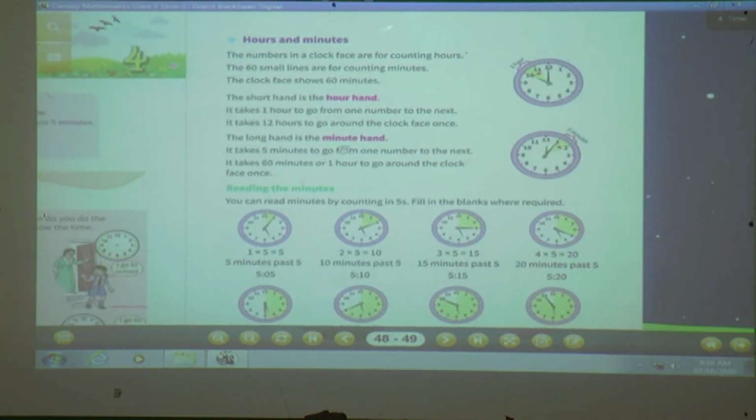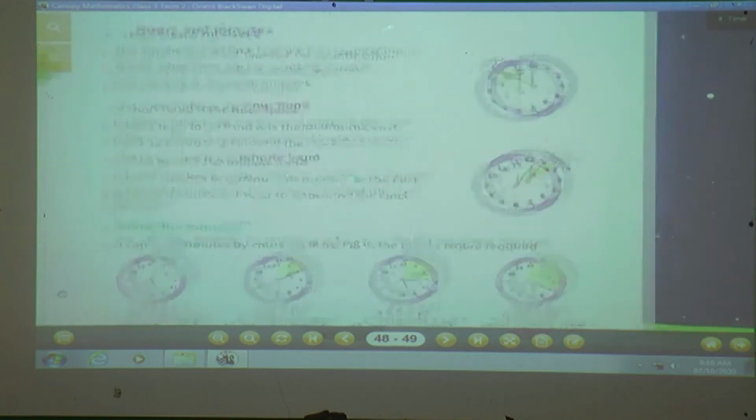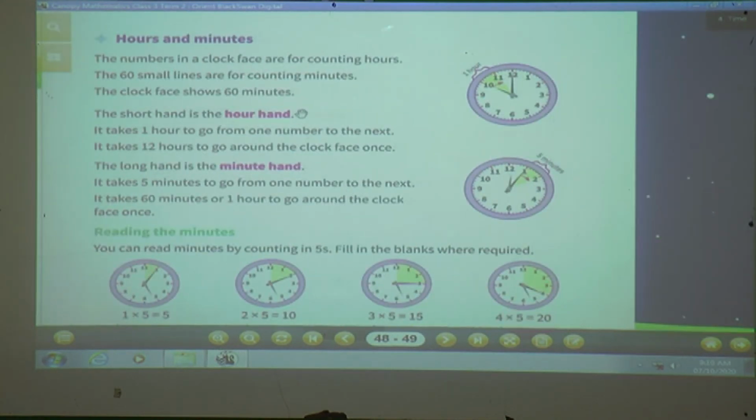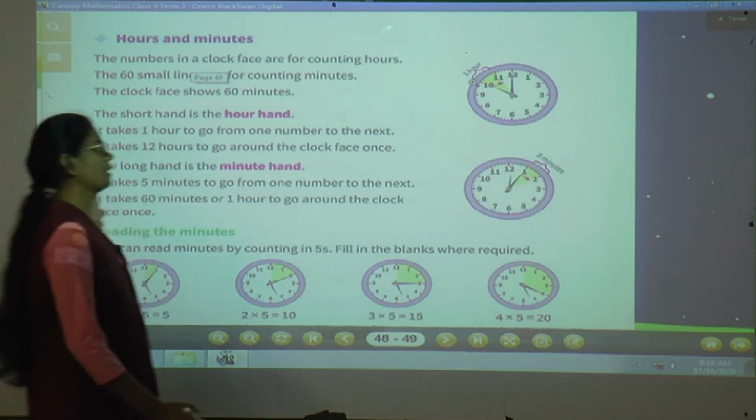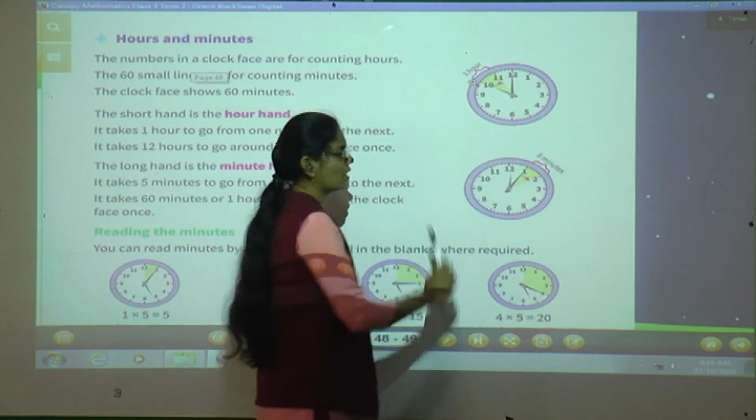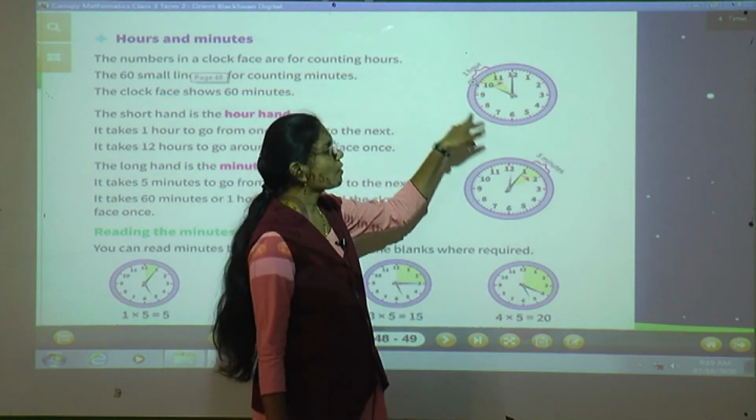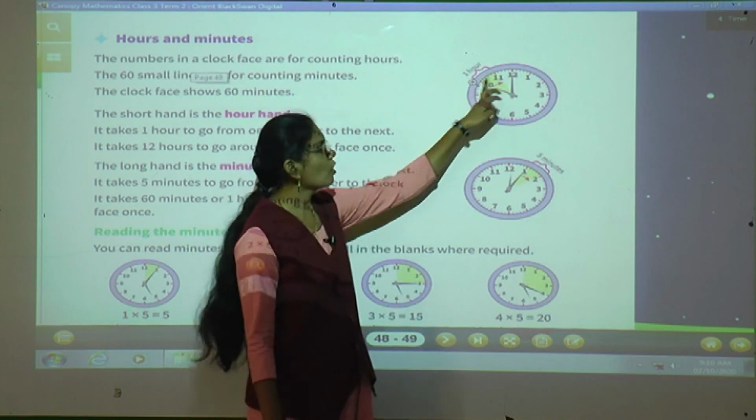now let us see hours and minutes. Look at the board here. The numbers in a clock face are for counting hours. See here, what is the sentence? The numbers in a clock face are for counting hours. See here, one clock is there. Okay, this is a clock. This is called the clock face.